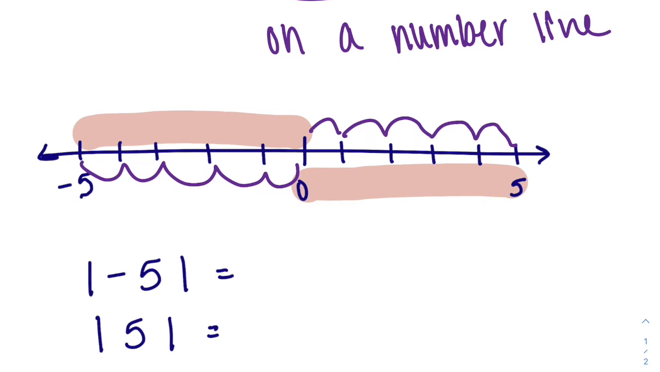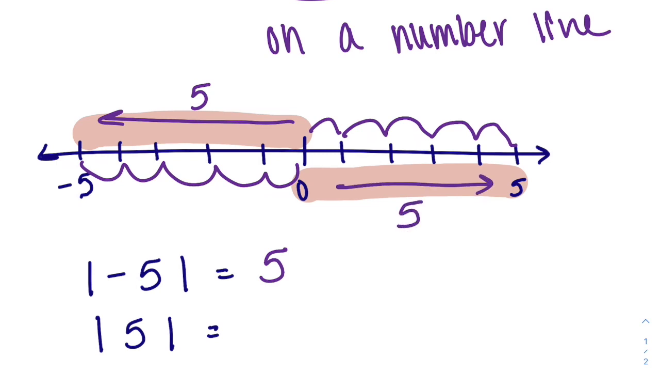So what I'm saying though is that if I were to take the absolute value of -5, the distance from 0 that -5 is, is 5. The distance from 0 that 5 is, the amount of times I had to move over to get to 5 from 0, is 5.